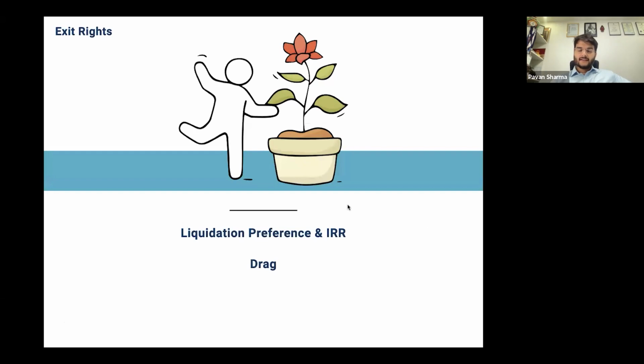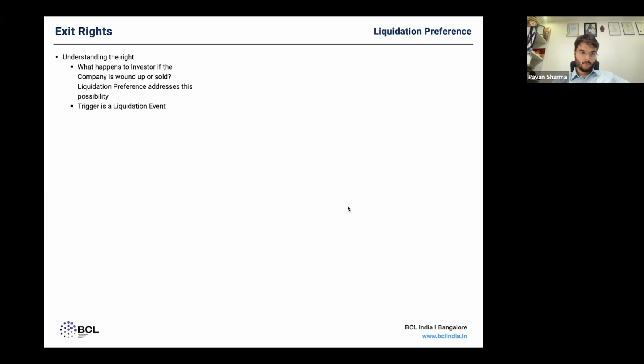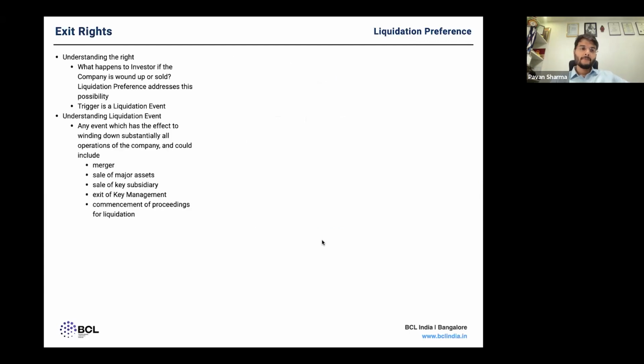So let us look at exit rights. We have two clauses, liquidation preference, IRR, and drag along. Let me look at these two quickly before I pause for questions. That should be the end of our session, because I know we have only a few more minutes left.